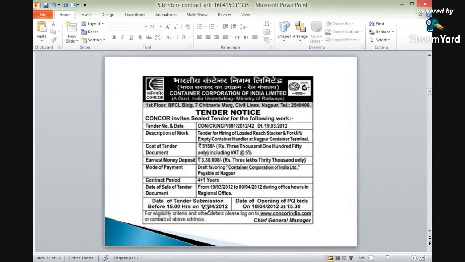Tender submission. What is the date for this? 10th of April. It has been given as the date for the submissions. What about the bids? On the same date, at 2:30, near about 3:30, they will be opened. Okay? And what is the authority for this case? The authority in this case is the General Chief Manager. Okay? So these are the examples for the tender notice.